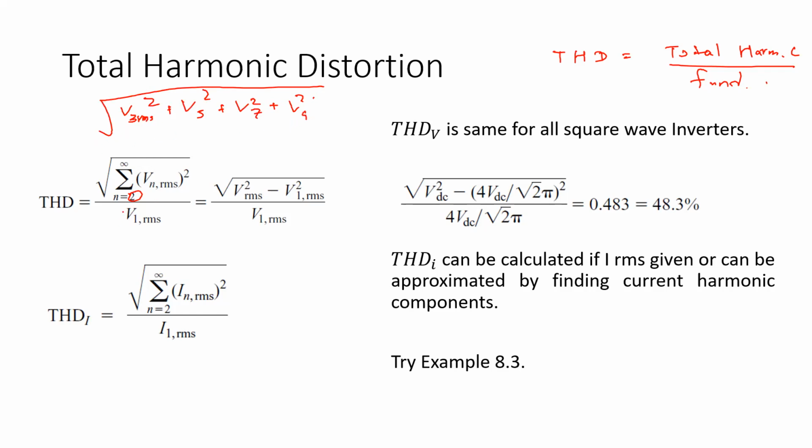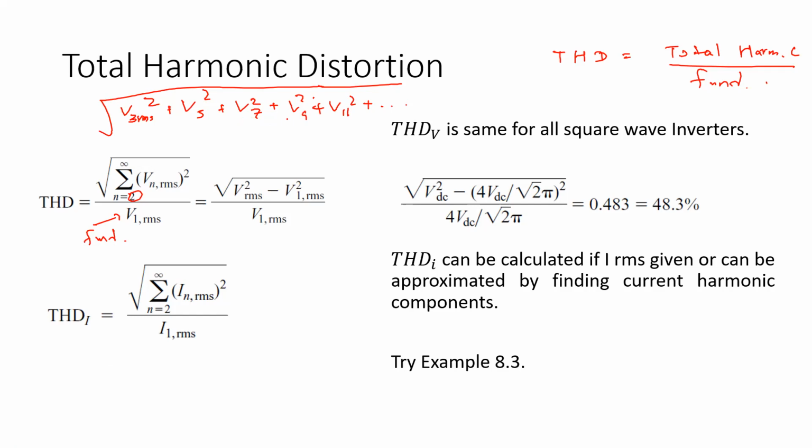Then we take the ratio of it to the fundamental. So this is the fundamental. The expansion of this is this, so this part will be the expansion of it. You can go on like this, V11 squared, and this will go on.